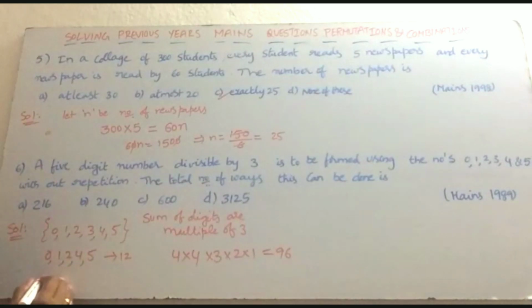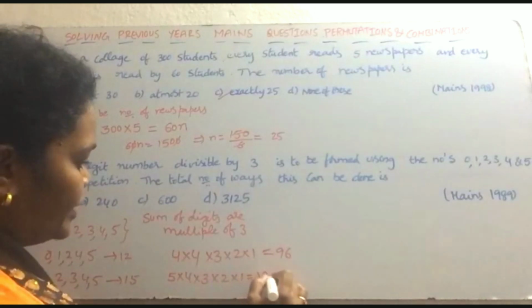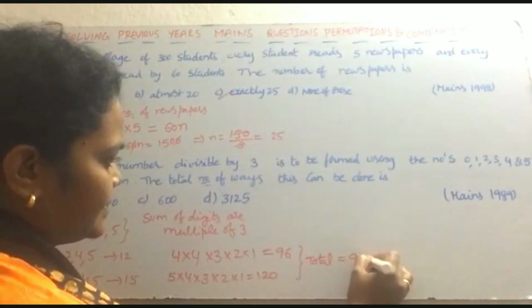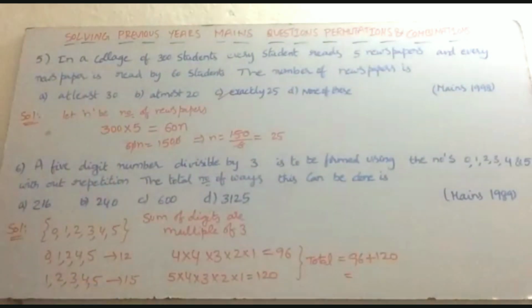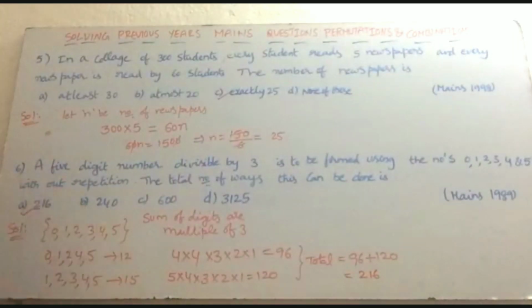And using the digits 1, 2, 3, 4, 5, if we add these terms, 3 plus 3, 6 plus 4, so 15. So this is a multiple of 3 also. That means here also, in how many ways? 5 ways, 4 ways, 3 ways, 2 ways, and 1. So that is 120. So total is equal to 96 plus 120, that is equal to 216. So option A is correct.